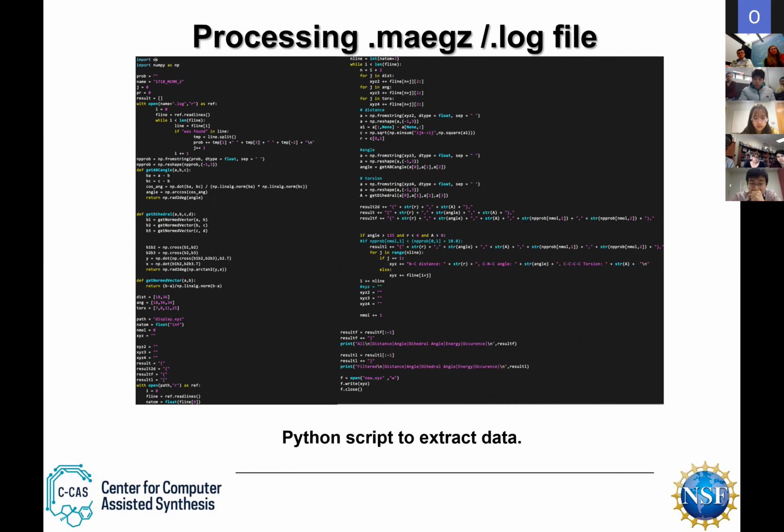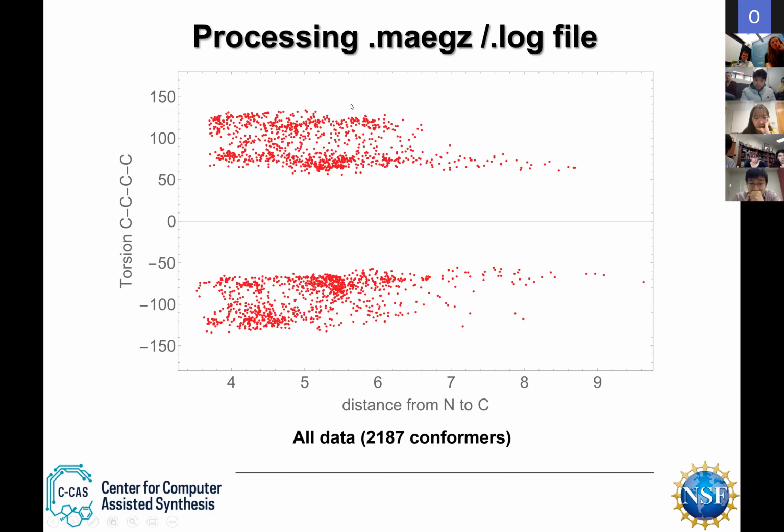So what do you do? You analyze them using code. I wrote a Python script which takes the XYZ file and the atom numbers as the input, and calculates the distance I talked about, the carbon and nitrogen, and the carbon, nitrogen, carbon torsional angle. Once you run this, you're able to analyze all those 2,200 points as you can see here.